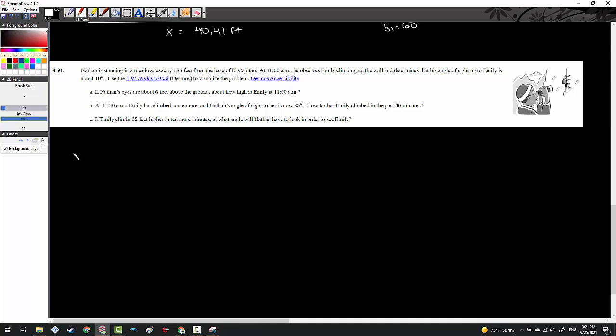In part A, it says, if Nathan's eyes are about 6 feet above ground, how high is Emily at 11 a.m.? So we're looking at Nathan here, and here's Emily at the top of this triangle. Remember, he's standing 185 feet away. And whatever my answer is, if I'm trying to find out how high Emily is, I'm only solving for this part of the triangle here. This is y. Whatever I get for y, I'm going to have to add 6 to it.